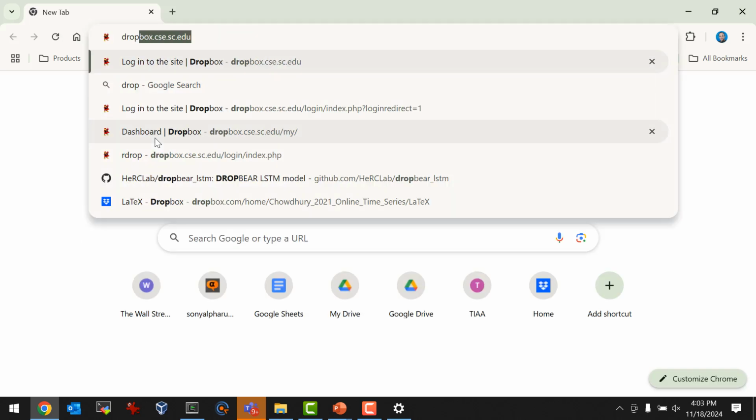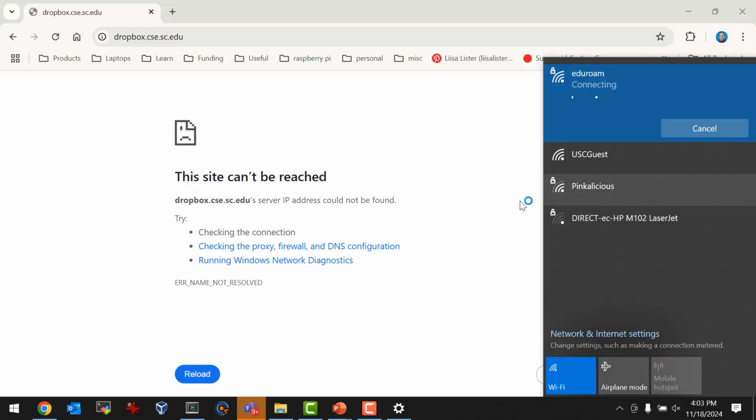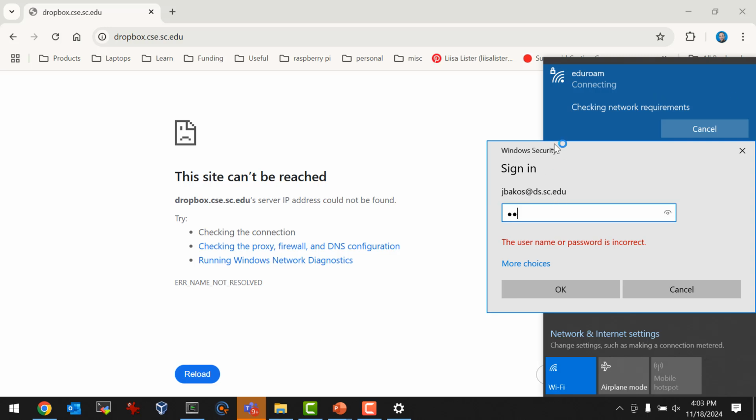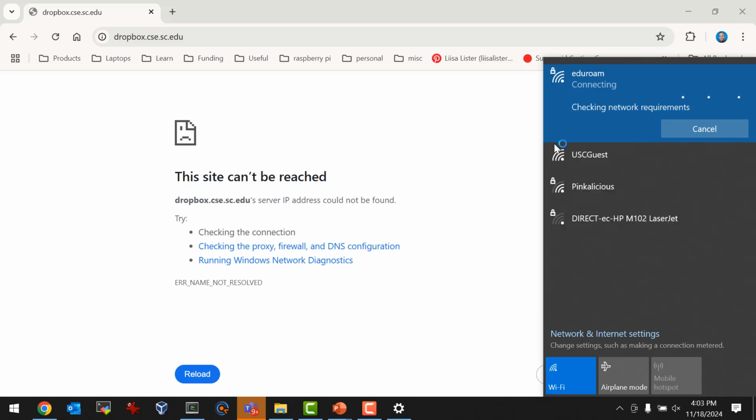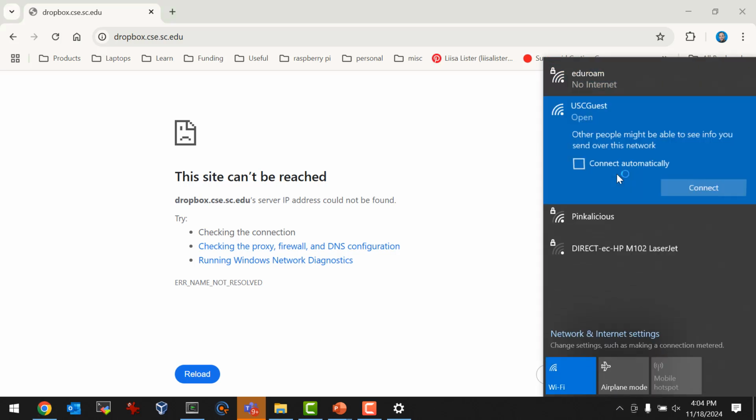Let me see. It's possible. Connect. Just my luck that my password expired today, so I'm probably going to have to delete the Wi-Fi and re-add it. How about this? Let's connect to USC guest.